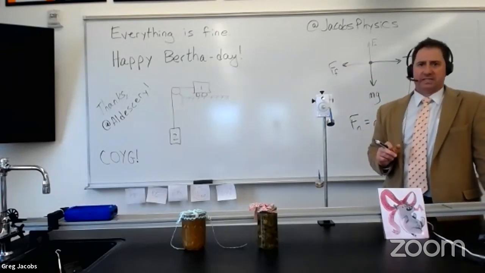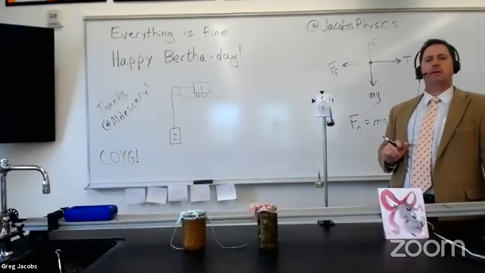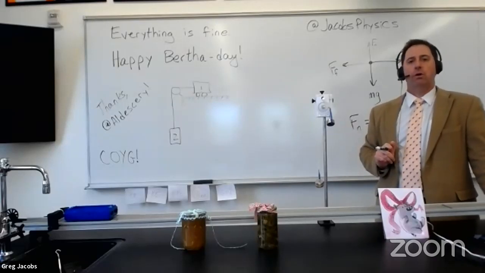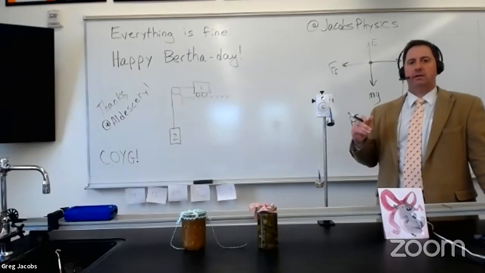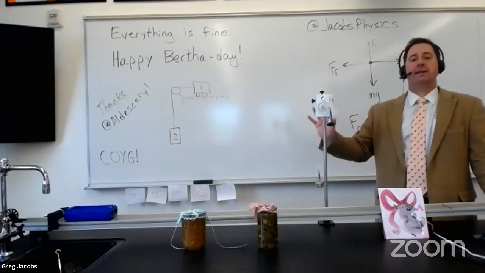Horizontally, there was acceleration. The acceleration was to the right. How do I know that? Because the block was speeding up and moving to the right. Therefore, in Newton's second law, we write net force is mass times acceleration. The net force is the right minus the left forces.